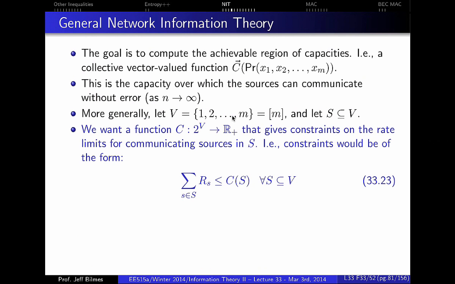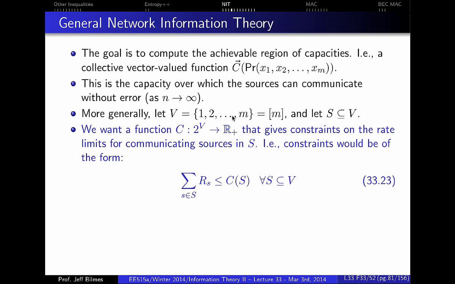So basically, in the case of regular point-to-point communication, we say the rate has to be less than the capacity. It's a scalar case. But now we might say the rate of sender 1 has to be less than some amount. The rate of sender 2 has to be less than some other amount. And some aspect of both of these rates has to be less than some other third amount. And so for every possible subset of senders, we might have a constraint on the joint rates of all of those senders.